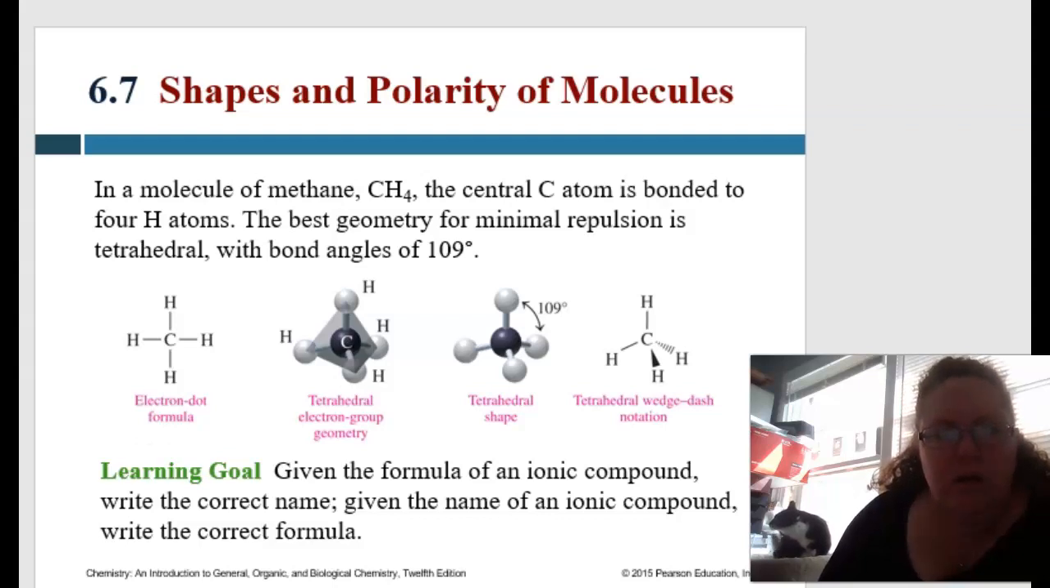So in a molecule of methane, which is CH4, the central carbon atom is going to be bonded to 4 hydrogen atoms. And the best geometry for minimal repulsion is tetrahedral with bond angles of 109 degrees.